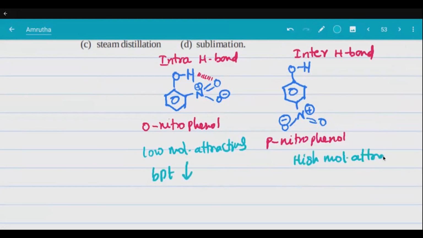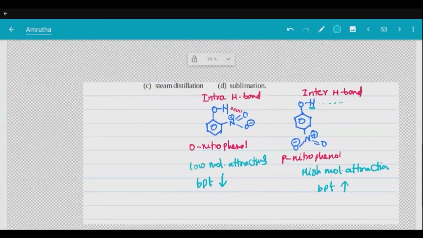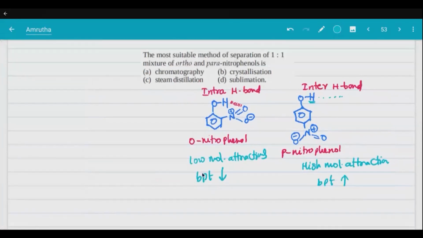But in paranitrophenol, there are high molecular attractions. Why? Because this H is free now. This can attract another NO2, and the boiling point is high. Paranitrophenol has a high boiling point. Orthonitrophenol has a low boiling point. So which method do we use?